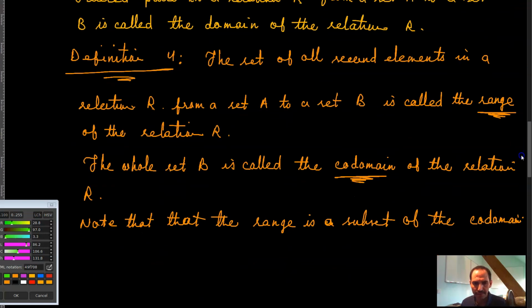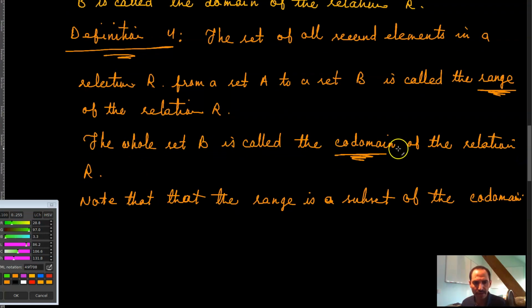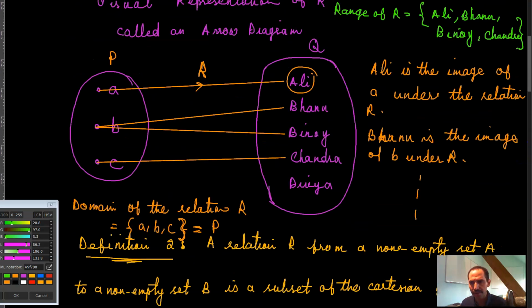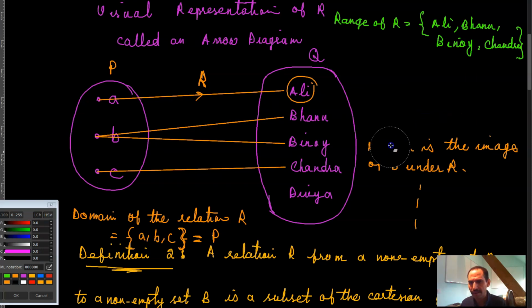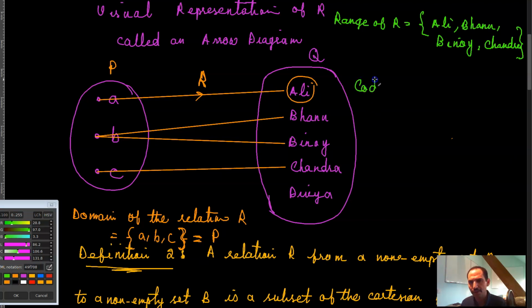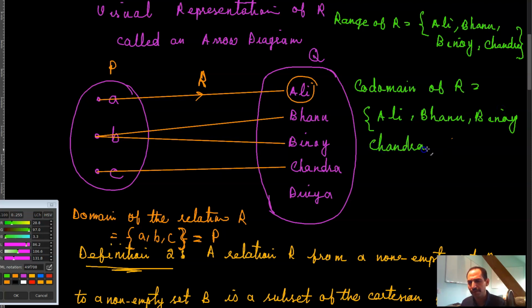And then here we said that the whole set B is called the codomain of the relation R. So the codomain of R is equal to all of these elements, which is equal to Ali, Bahanu, and Binoy, and Chandra, and Divya.